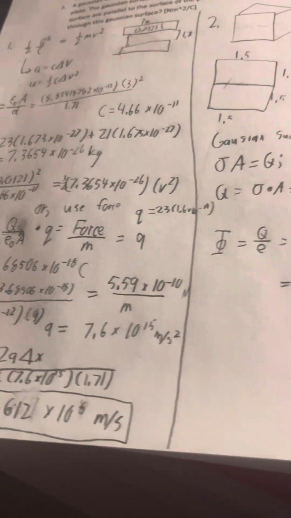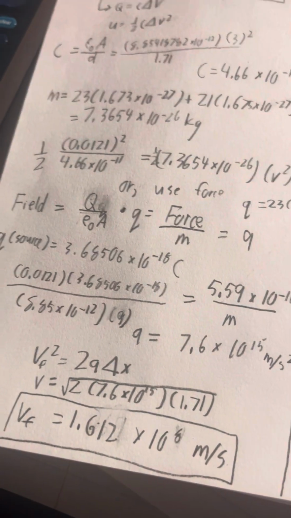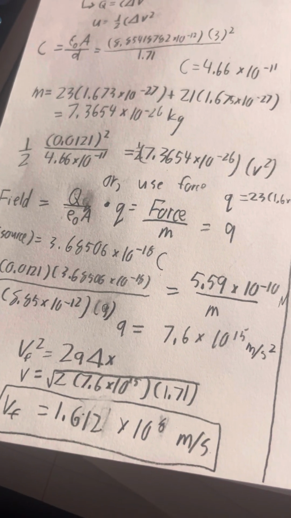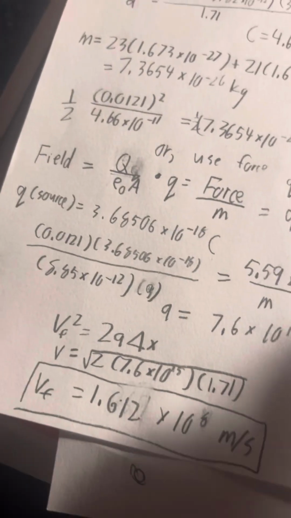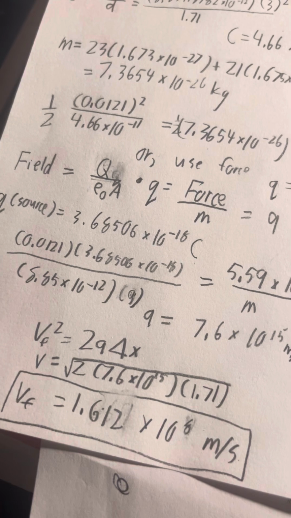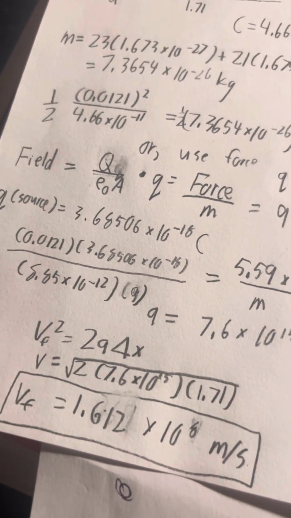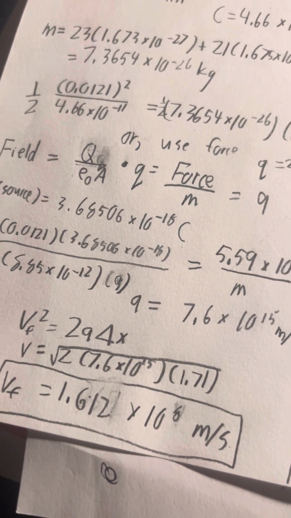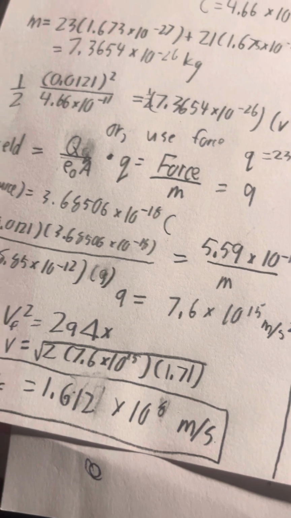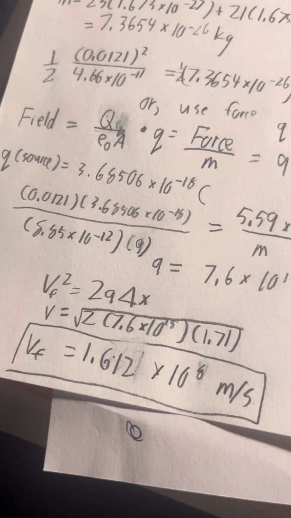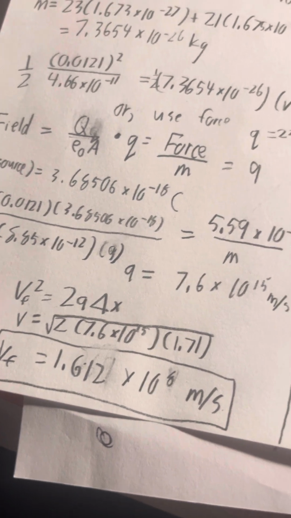Now, using our kinematics equation, we know that this didn't have an initial velocity, so we could just cancel that term out. We'll have velocity final squared is equal to 2a times the change in distance. So just substituting some values in and squaring it, I skipped a couple steps. 2 multiplied by our acceleration, which is 7.6 times 10 to the 15th meters per second squared, multiplied by 1.71 meters, and we got our final velocity is equal to 1.612 times 10 to the 8th meters per second.